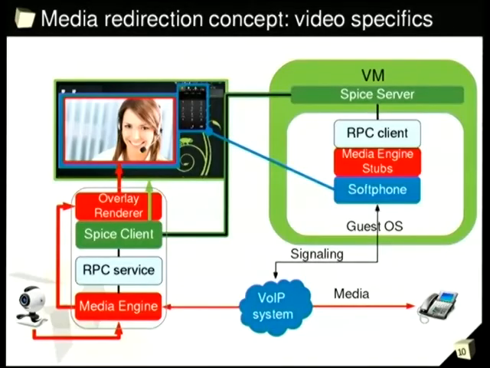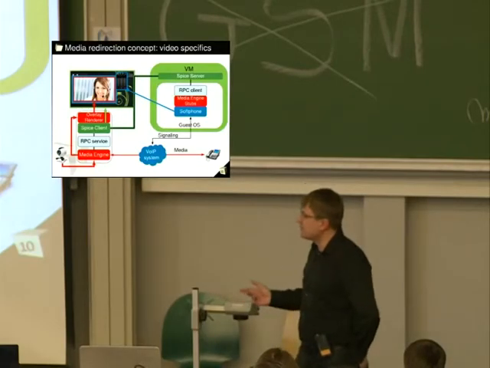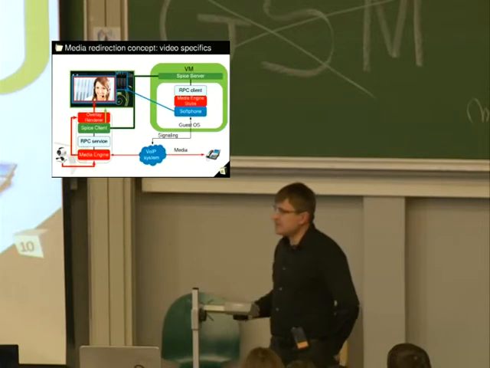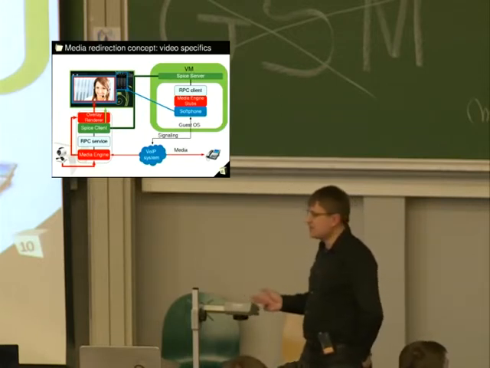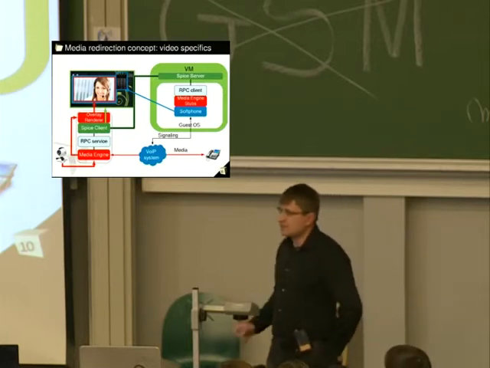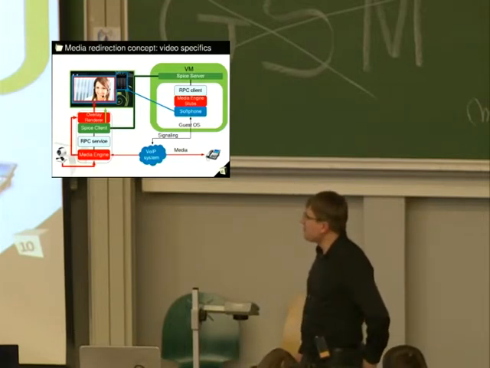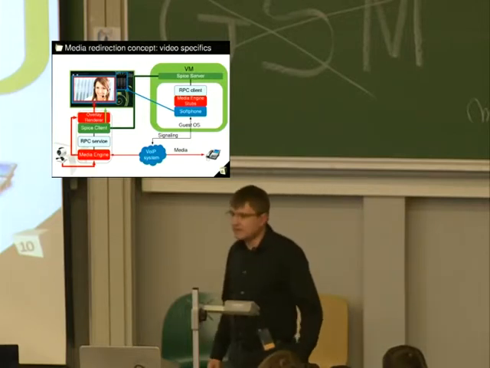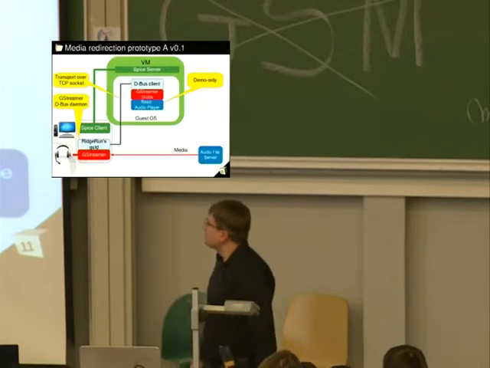And a few words about video here. Video is more complicated than audio because we need to display the video on top of the virtual screen of the SPICE client. For this case, we need some kind of overlay renderer API in the client. It is one kind of solution. Probably there are different ways to embed the output of the local video into this virtual screen. This scheme shows how it can be done in general.